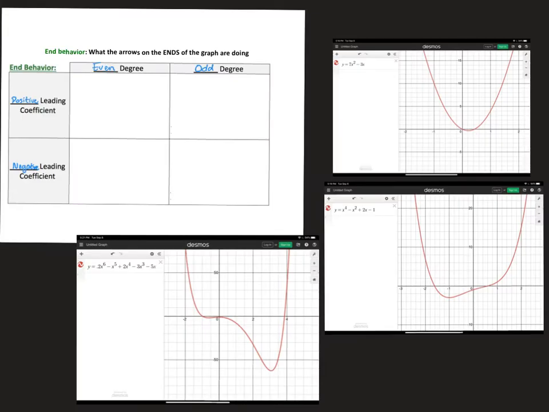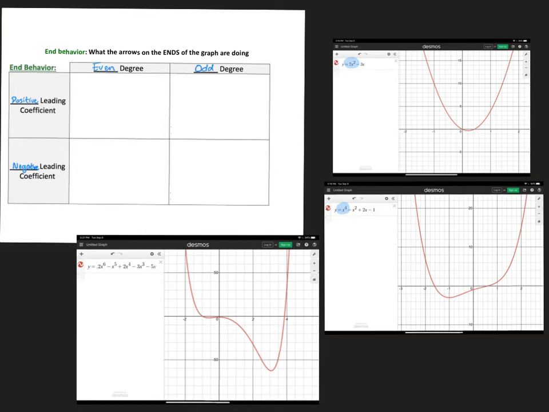Okay, I have three examples. The first one is y equals 7x squared minus 3x. This is a positive even degree. Positive because the 7 is positive, even because the highest exponent is a 2. The second example is y equals x to the fourth minus x squared plus 2x minus 1. This is also positive because the leading coefficient is 1, and the highest exponent is 4, making it an even degree. So positive and even.